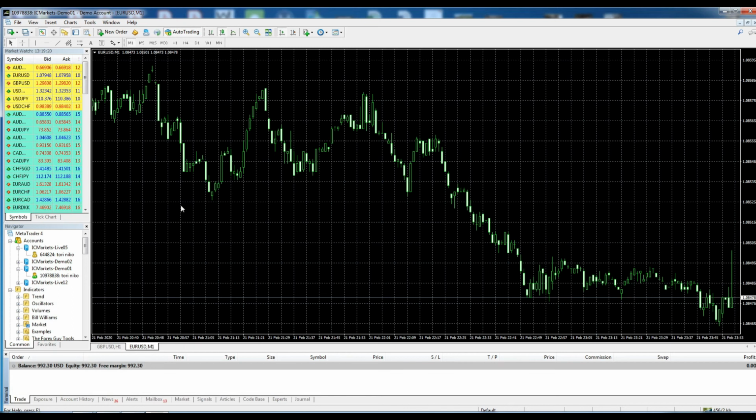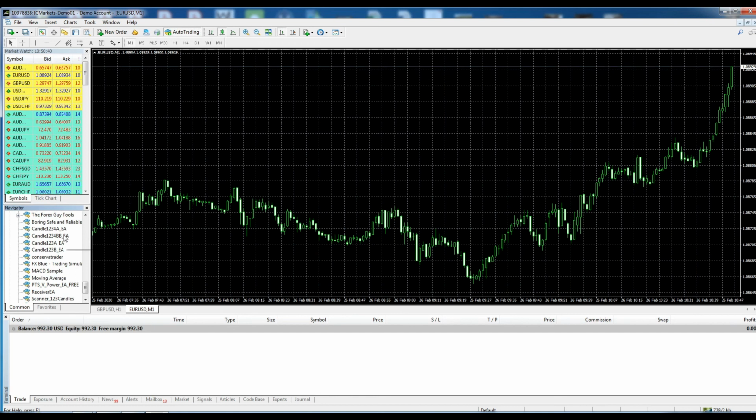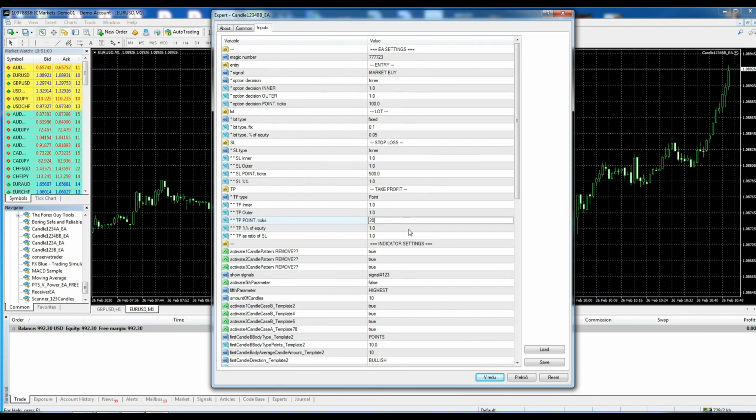And now let's run the EA in real time. For this example, I will run an IC Markets demo account. First, find the Expert Advisor and drag it to chart. My settings are immediately buy, inner stop loss 1, take profit at 2 pips, and fixed lot size of 0.1. That means $1 per pip.